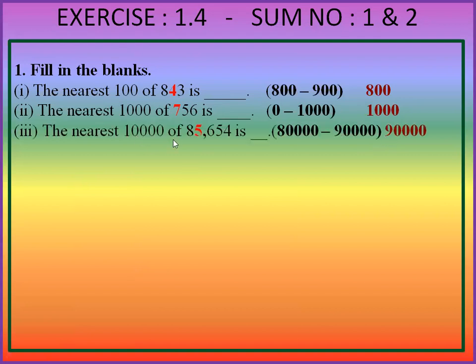The nearest 10,000s of 85,654. The place you have to round to is the 10,000s place. So look at the number in the thousands place. This is 5. Since it is 5, you have to add 1 to the previous number. So it becomes 90,000. So 85,654 lies between 80,000 and 90,000, and it is close to 90,000.